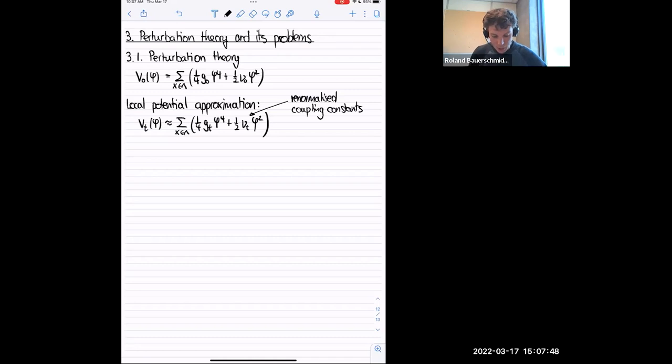Before explaining why this is a good approximation or a problematic approximation, depending on how you look at it, let me explain how you would compute the renormalized coupling constants, because that explains to a large extent the success of the renormalization group. So the most naive approximation you can make is what would be called first order perturbation theory.